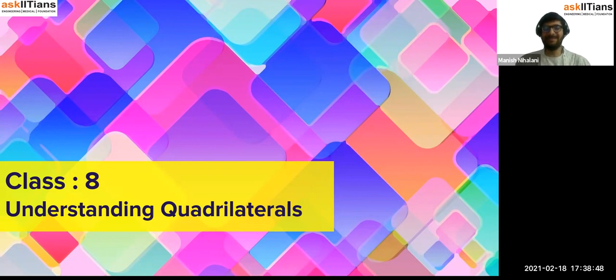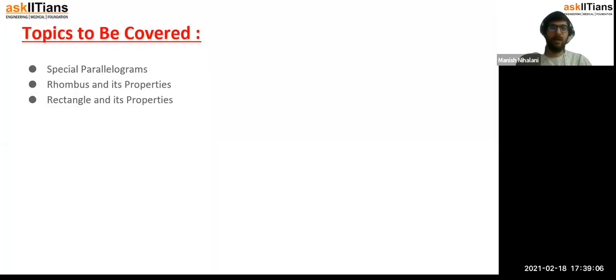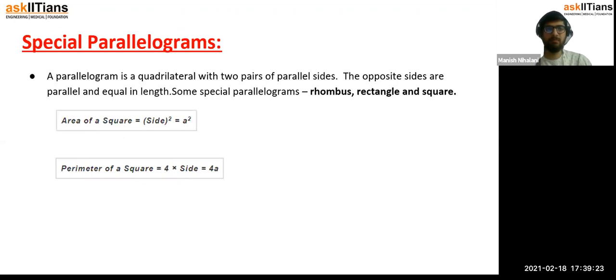In the previous classes, we talked about polygons and quadrilaterals, and we saw some properties of trapezium in the last class and discussed some good questions as well. So in today's class, we would be continuing this chapter. These are the topics we would be covering today: special parallelograms, rhombus and its properties, rectangle and its properties. So let's start. The first thing is special parallelograms.